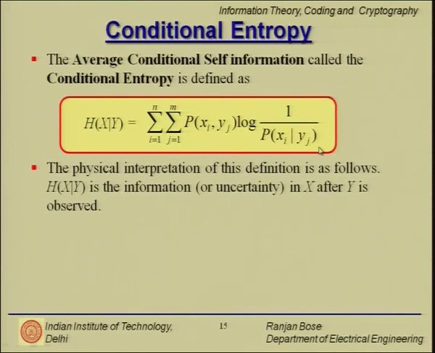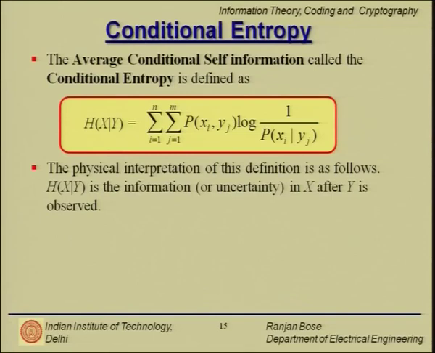So, what is the physical interpretation of this definition? The physical interpretation is as follows: h of x given y, the conditional entropy, is the information, for me it is also the uncertainty, in x after observing y. Let me repeat, x is a random variable, y is also a random variable, maybe they are connected. Okay. So, if you observe y, you can probably say something more about x. How much more? So, h of x given y is the uncertainty in x remaining after you observe y.